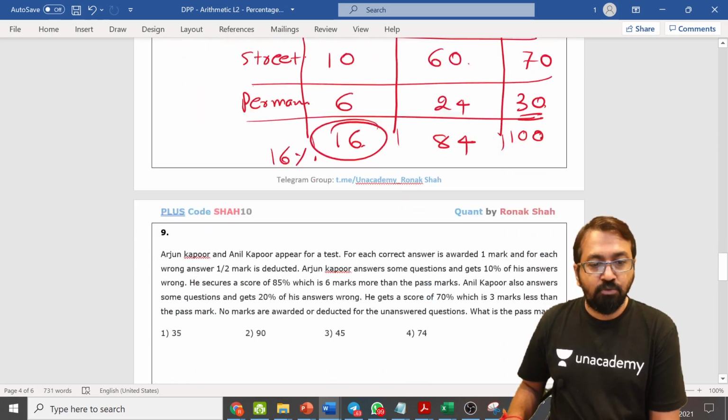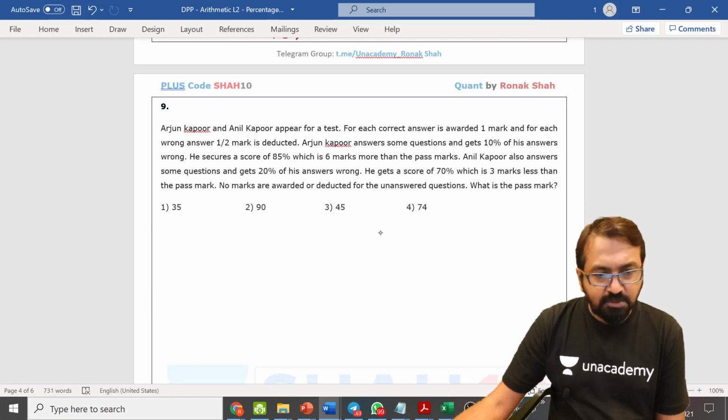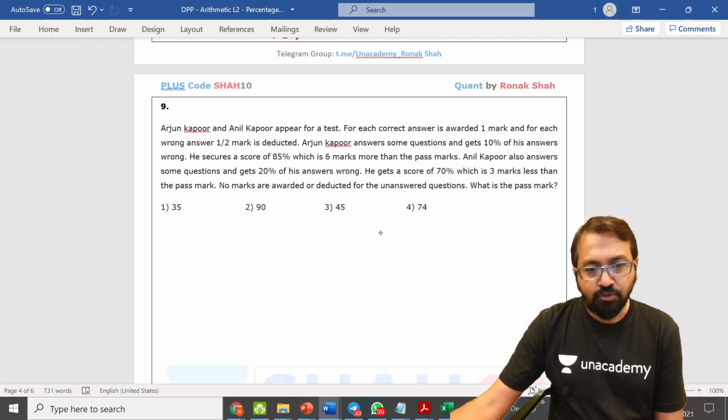Okay, so I hope you have understood this. Let's go ahead with the next one. Now this question looks once again pretty lengthy. Arjun Kapoor and Anil Kapoor appear for a test. Each correct answer is awarded 1 mark and so forth.